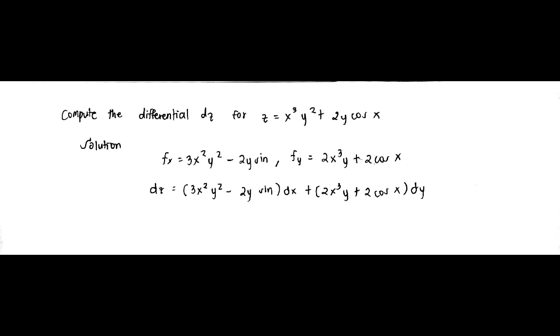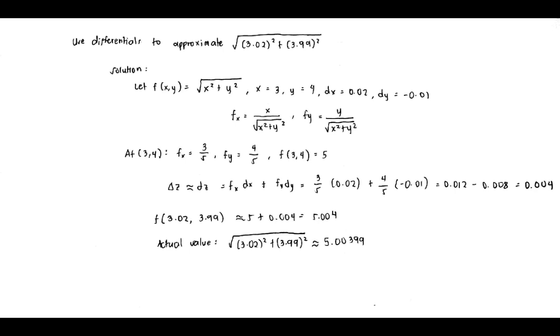For our f_y, we also have 2x^3 y with respect to y plus 2 cos x. So the dz here is simply, substituting, (3x^2 y^2 - 2y sin x) multiplied by dx because it is with respect to x, plus (2x^3 y + 2 cos x) multiplied by dy as it is with respect to y. So that's our first example.